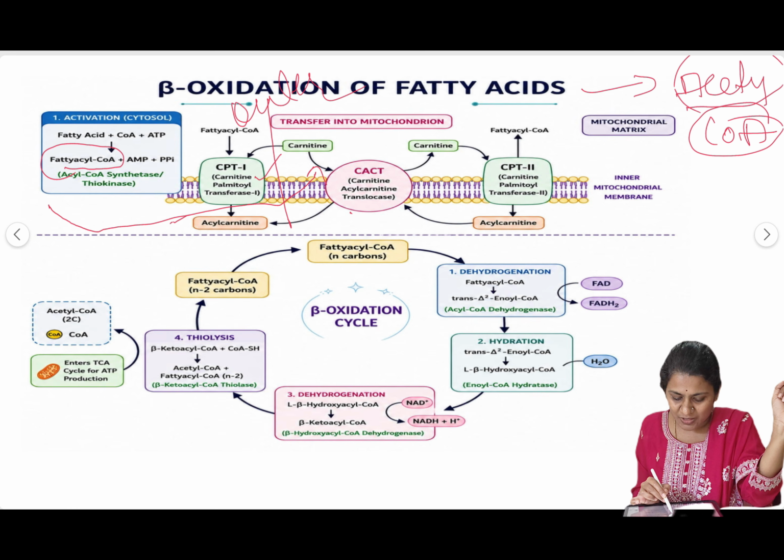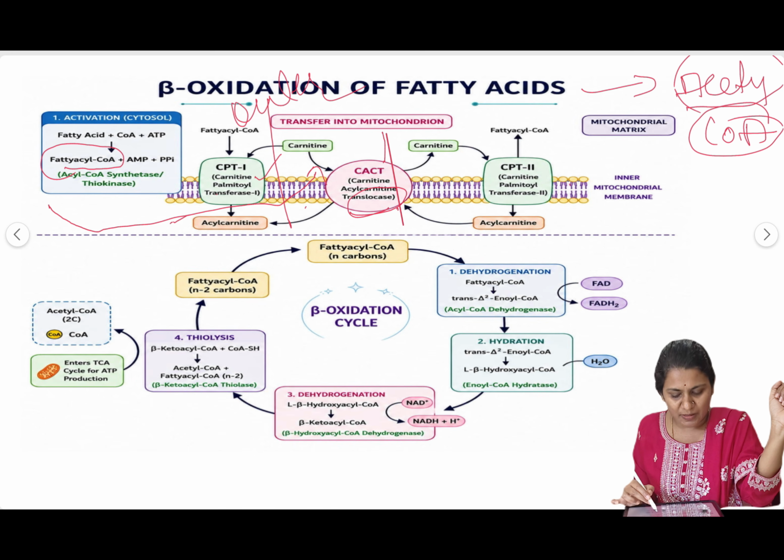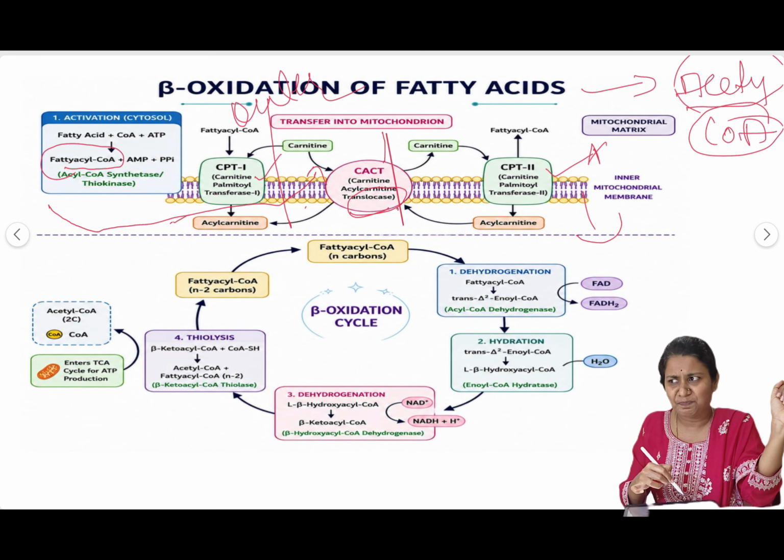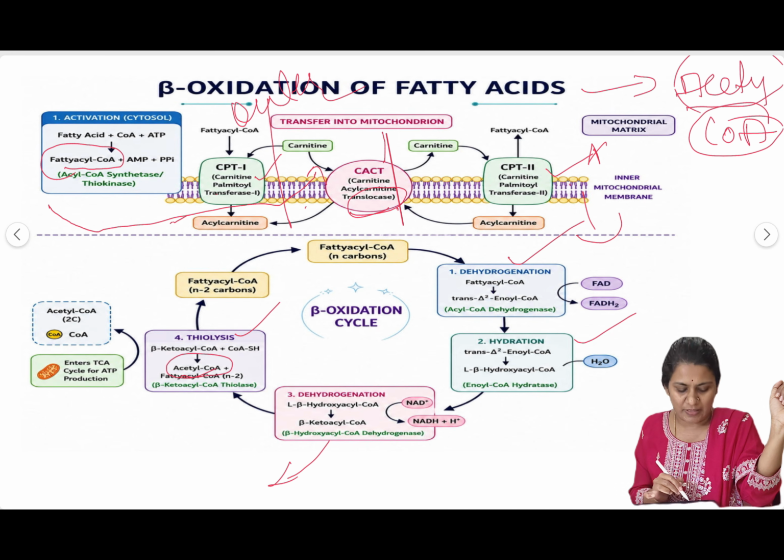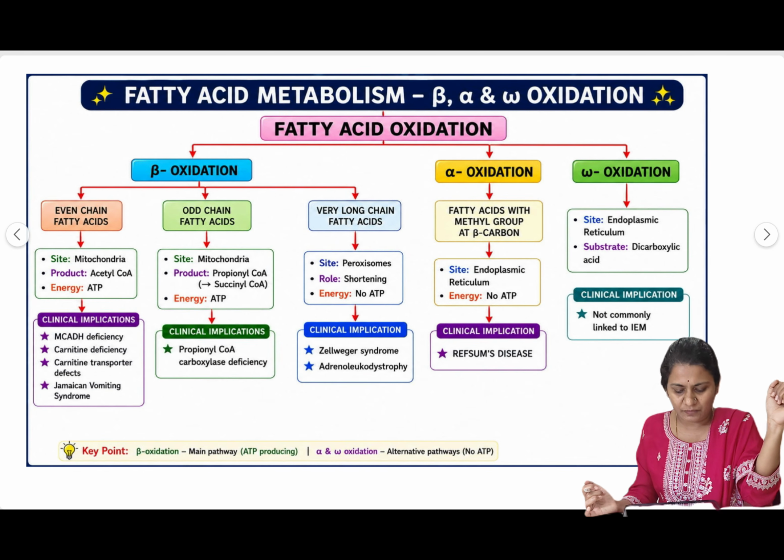There is something called the translocase enzyme. From here the activated fatty acids are transported into the inner mitochondrial membrane with the help of carnitine palmitoyl transferase 2. Now it has entered the mitochondria, where beta oxidation of fatty acid takes place with a series of processes: first dehydrogenation, hydration, then dehydrogenation, then thiolysis. What you are seeing is the production of acetyl CoA. Then this acetyl CoA is going to enter the Krebs cycle for energy production.